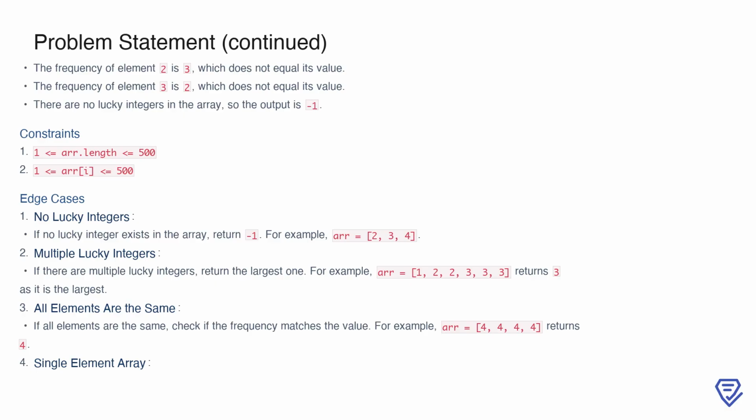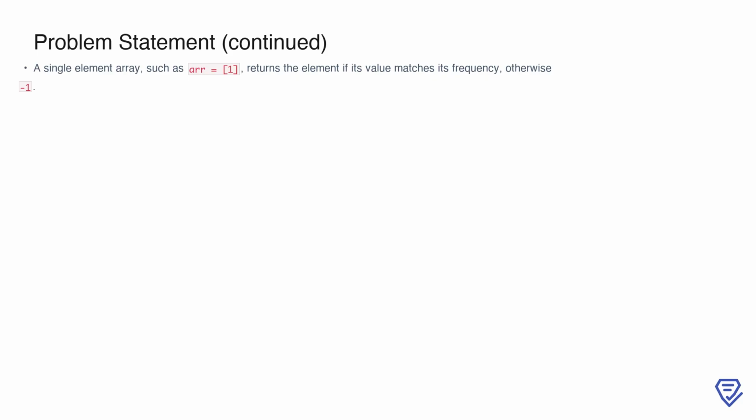Let's now discuss some constraints and edge cases to consider for this problem. The array size is guaranteed to be between 1 and 500, and each element is between 1 and 500. Some important edge cases include arrays with no lucky integers, such as 2, 3, 4, where the output would be -1. If there are multiple lucky integers, like in 1, 2, 2, 3, 3, 3, we return the largest one, which in this case is 3.